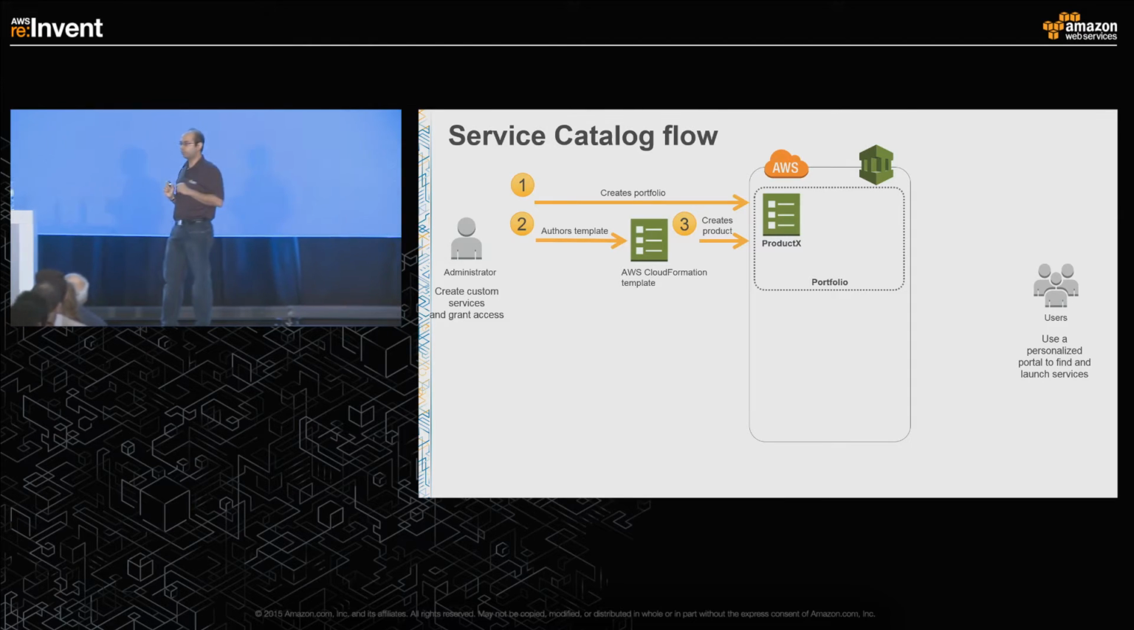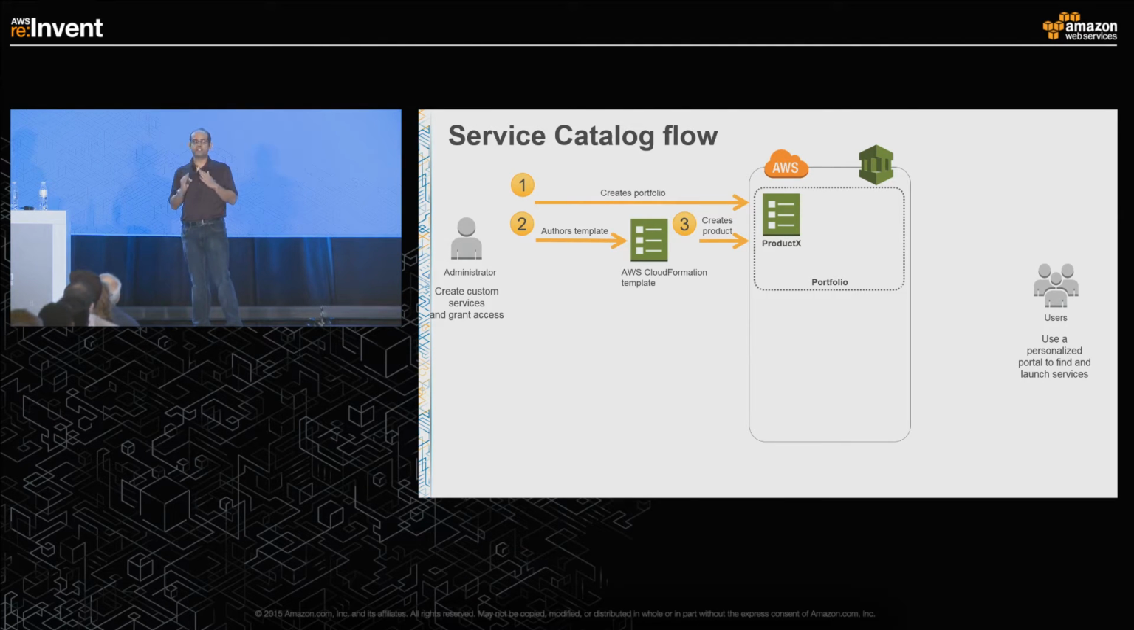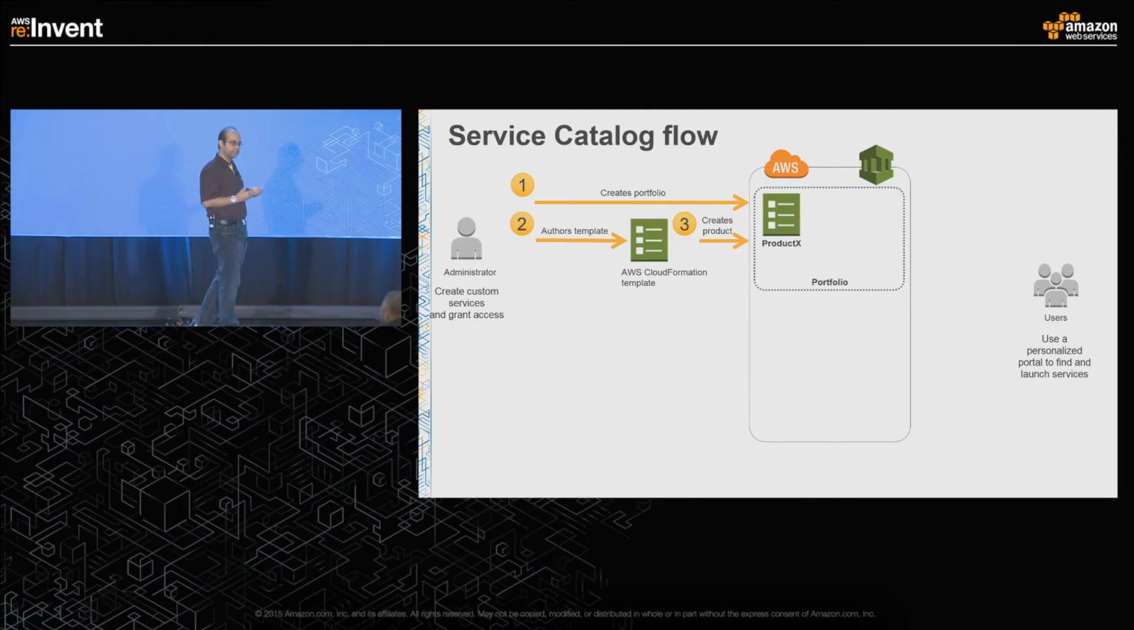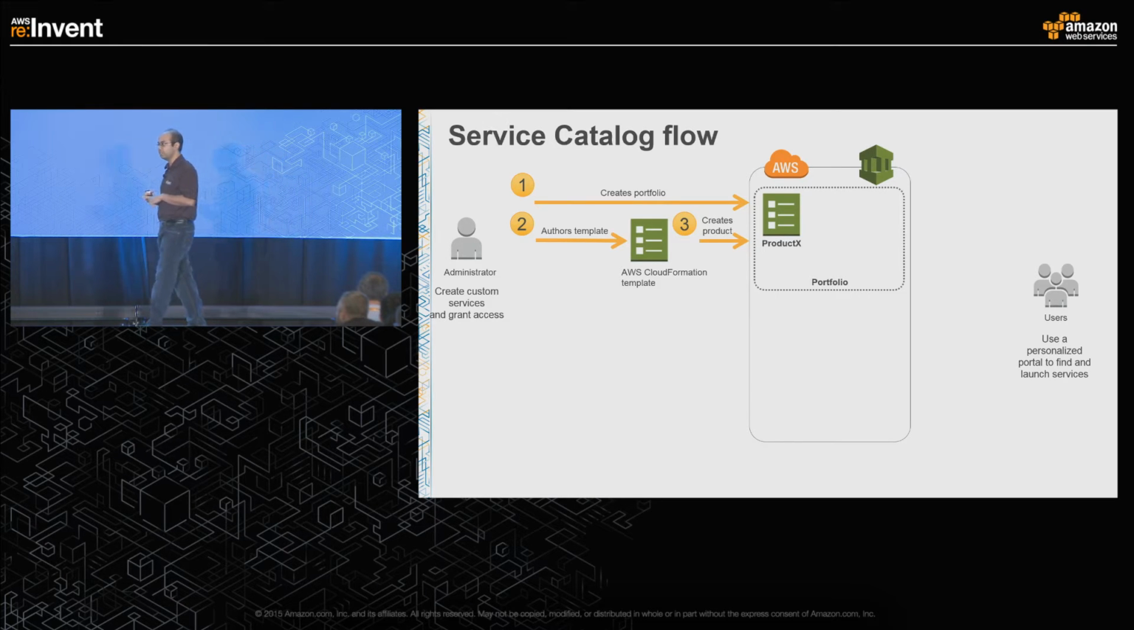Within the portfolio, you add products which are defined using CloudFormation templates. CloudFormation is our infrastructure as code service. It lets you declaratively define all the resources, their relationships, their configurations, and all the tags which you need to put on individual resources. You can codify all of that. You can codify best practice architectures in these products.